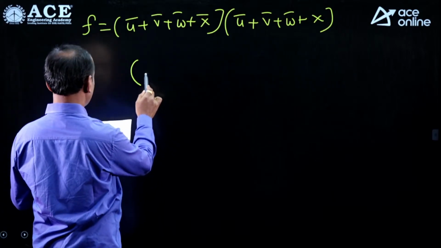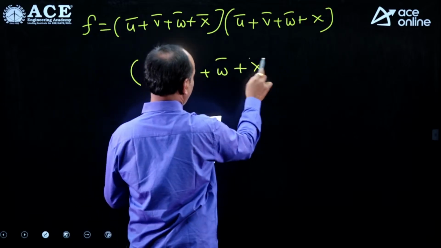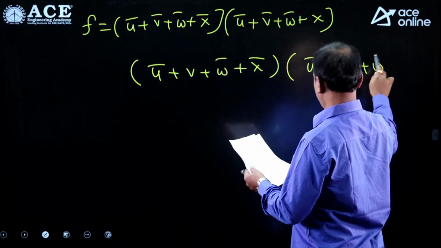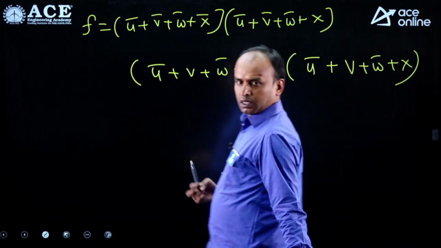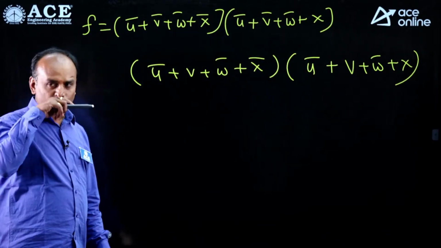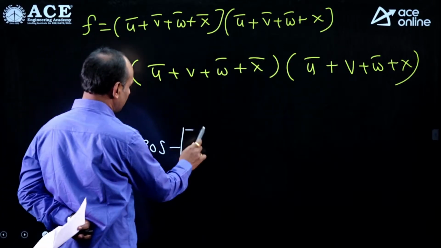This is U complement V plus W complement plus X complement. Now in the question paper, it is U complement plus V plus W bar plus X. So we need to simplify by using K-map, no doubt. It is in the SPOS format. In the SPOS format, simple logic we know.